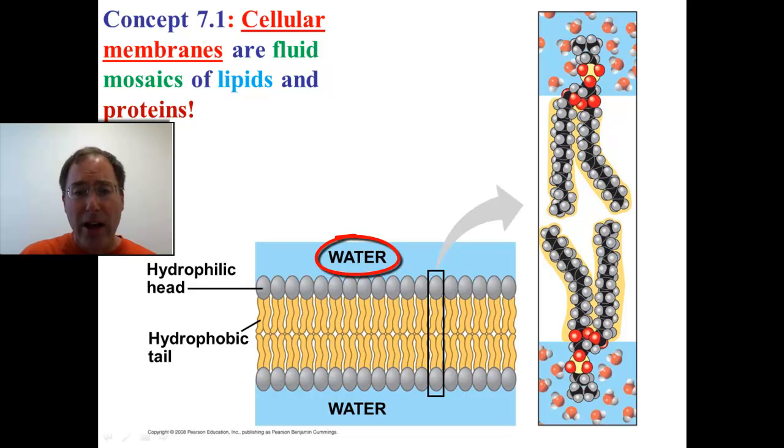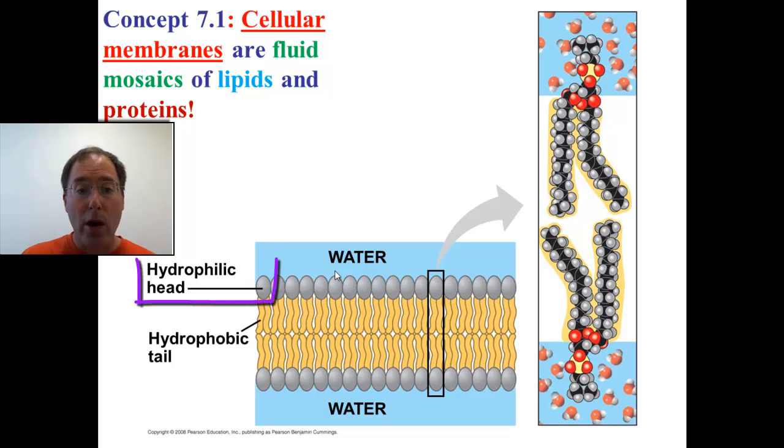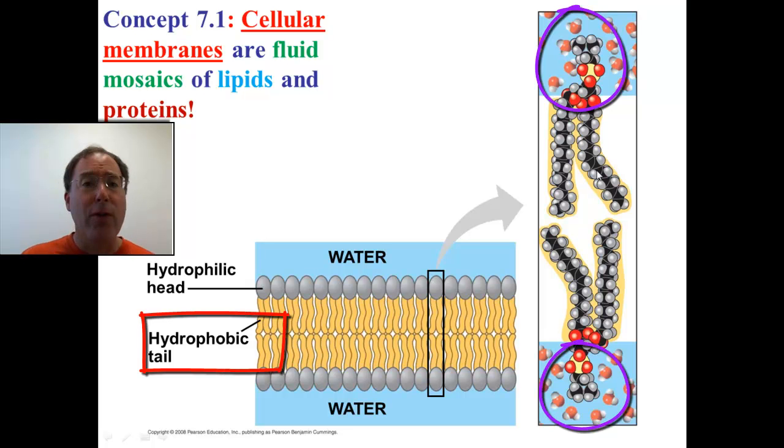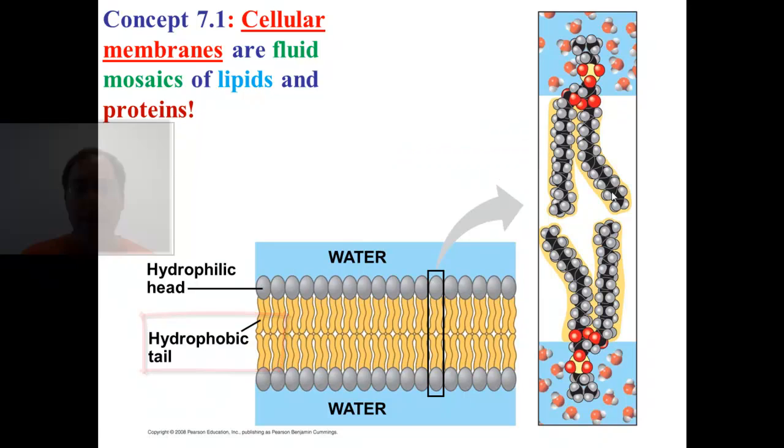You can see here that water surrounds both sides of a membrane. We live in an aqueous environment, meaning even inside of our bodies and inside of cells, the cytoplasm is also made of mostly water. You can see that there's a hydrophilic head to each phospholipid, as represented here by these guys, and a hydrophobic tail. This doesn't like water, and therefore it's oriented away from water.